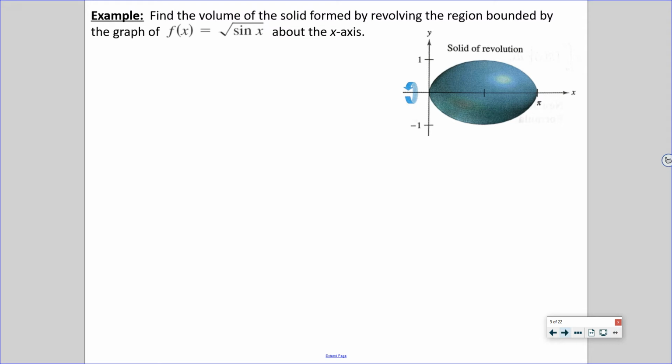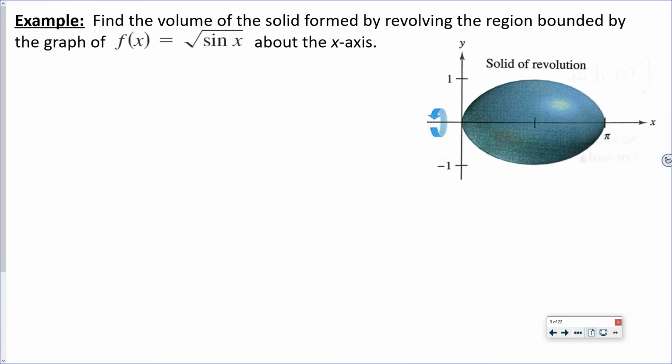So for the first one in our notes, I screenshotted what the solid would look like just to give you a visual, but you obviously will not be given this picture. This is what you have to picture in your head. So it says, find the volume of the solid formed by revolving the region bounded by the graph f of x equals the square root of the sine of x about the x-axis.